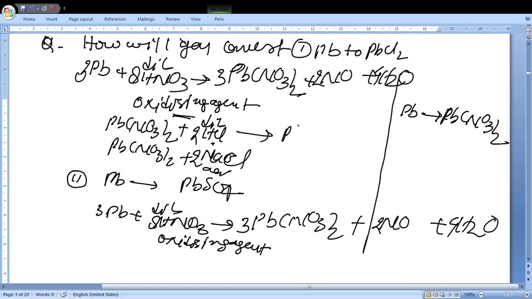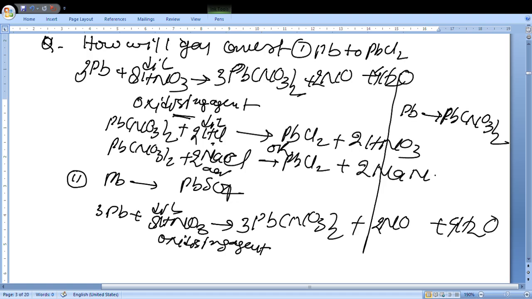So it will form what? PbCl2 plus 2HNO3 in case of HCl, or PbCl2 plus 2NaNO3 in case of NaCl. So this will be the white precipitate, and no more coating will occur now because you have already converted Pb into Pb(NO3)2. So this is a 2-mark question: write the balanced chemical equation to convert Pb into PbCl2.